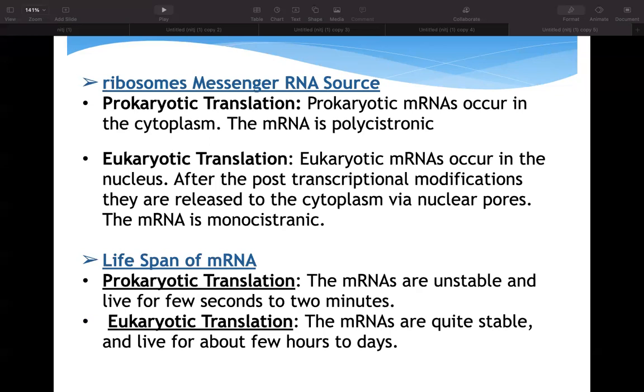When it comes to the lifespan of mRNA, prokaryotic mRNAs are very unstable and live for a few seconds to 2 minutes. But in eukaryotic translation, the mRNAs are quite stable because they are monocistronic and they live for a few hours to a few days.